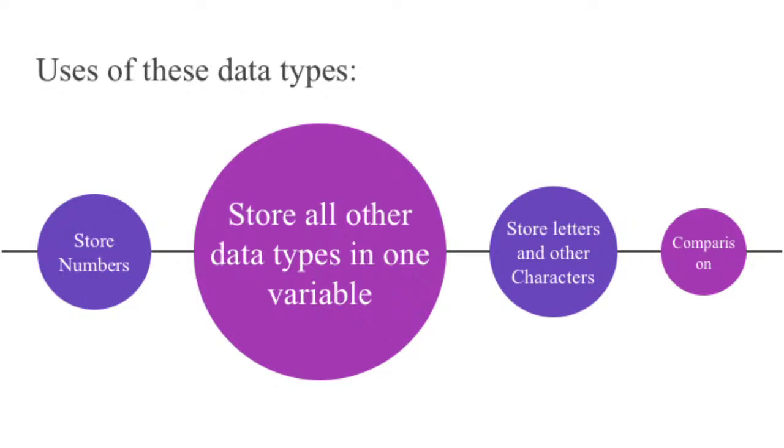The uses of data types are to store numbers, which includes integers as well as decimals. You can use it to store other data types in just one variable. You can use it to store letters and other characters, and you can use it for comparison. Now each data type has a specific function, so let us look at that now.